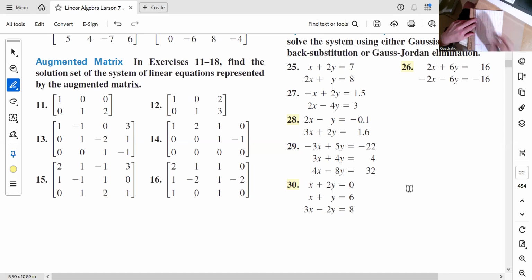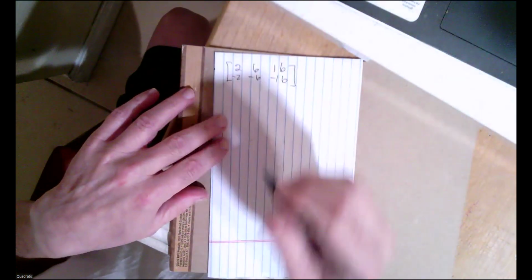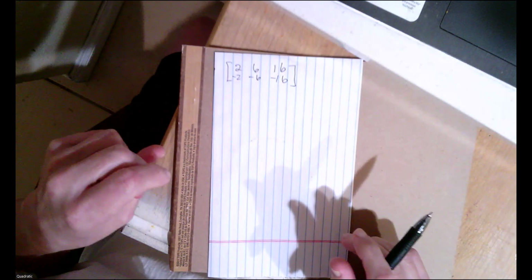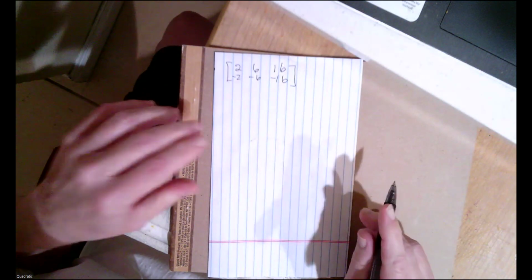This is 2, 6, 16, and there I have -2, -6, and -16. And now let me switch cameras so you can see it better. Okay, so this is painfully obvious, what's going on here, but I'm going to do it anyway. Not that I'm in pain or anything.